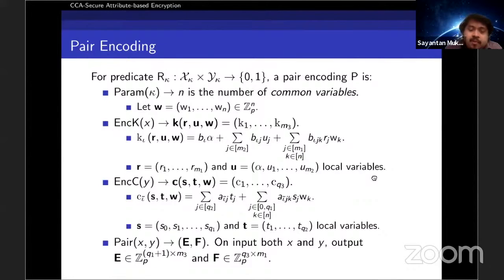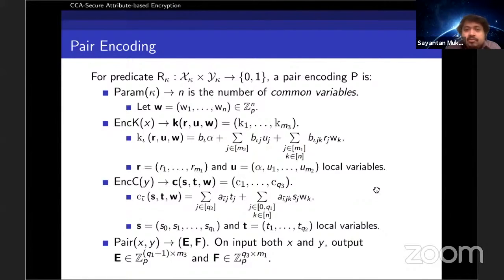outputs a set of polynomials that will be used to create the ciphertext, and pair outputs 2 matrices which will be used to get back alpha times s, alpha into s0. You don't have to go into the details. Just remember that there are 4 algorithms which give you certain representations, and using those representations, we will be creating our ciphertext and keys, and at the end we will be decrypting our ciphertext using the keys.